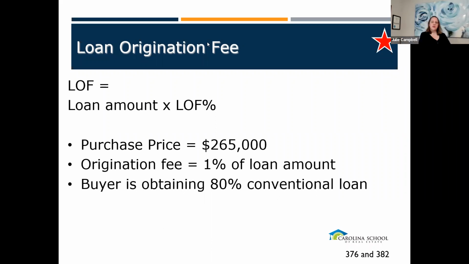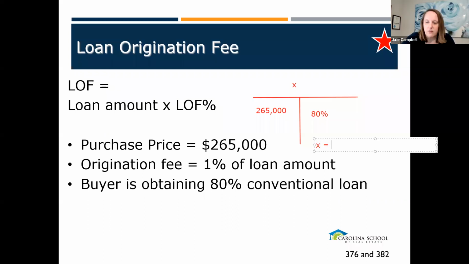So again, we have a purchase price of $265,000. We know we're getting an 80% loan. The loan origination fee is going to be of the loan amount, not the purchase price. So to find our loan amount, we multiply, or we can use our T-bar. Our purchase price is the value. The lender's ratio is 80%. 265,000 times 80% gives us our loan amount of $212,000. All fees from the lender are always of the loan amount.